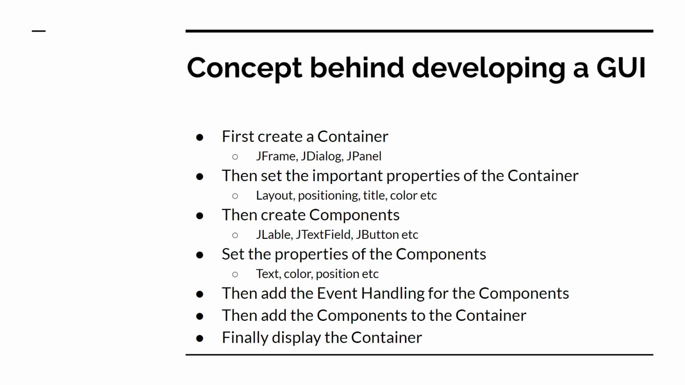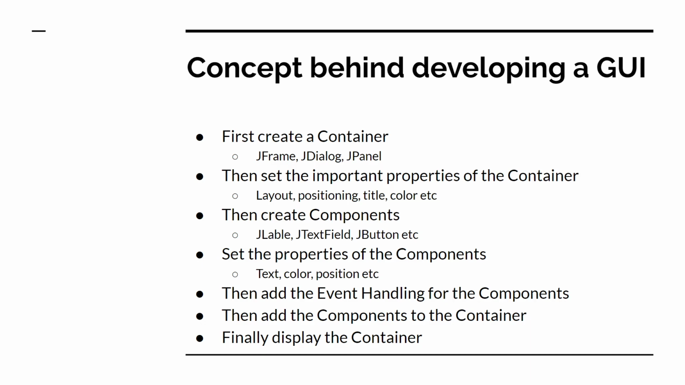So first you create a container, and then you set some important properties of the container, like the layout, positioning, title, etc. We will talk about what the layout is as we go forward. Then you create the components, such as your labels and buttons, and you set the properties of the components such as the text, position, etc. And then you will add some event handling, for example a click event. If you have a button, you will add the click event for that. But in this lecture we don't do the click event, we will do it in lesson number 2. This is lesson number 1 of the GUI development series.